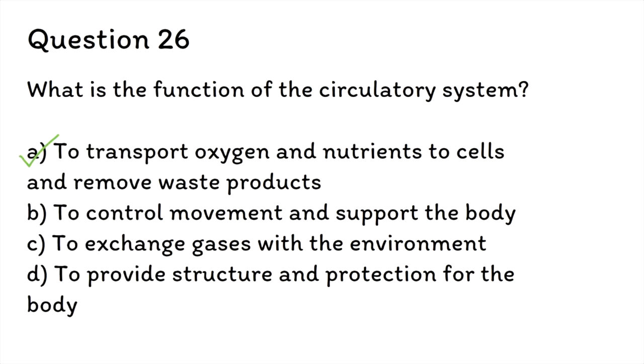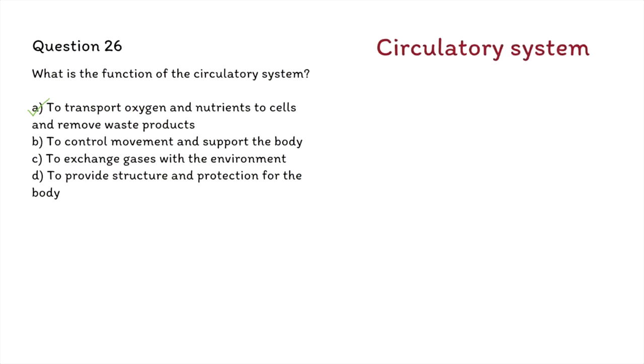To transport oxygen and nutrients to cells and remove waste products. To pass the GED, you'll need an idea of what the organ systems are. The circulatory system is responsible for transporting oxygen and nutrients to cells and removing waste products, such as carbon dioxide, from the body. Other organ systems are the respiratory system.